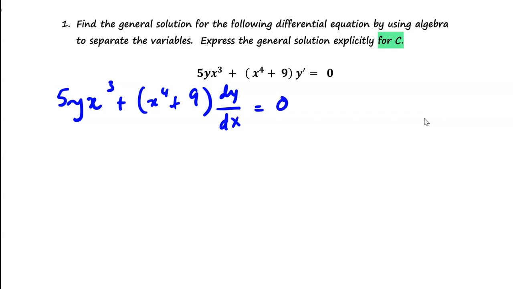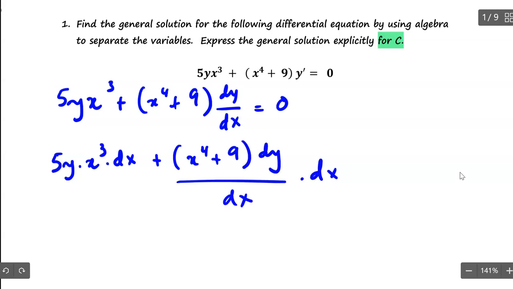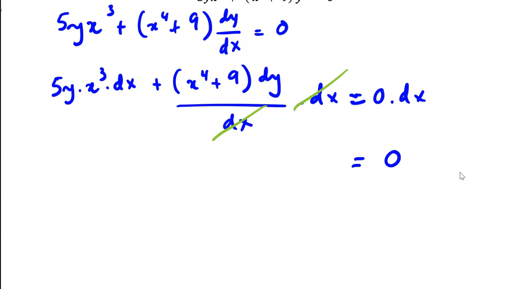So the very first step, you want to multiply each of these terms by dx. Okay, so this is dx, so I multiply by dx. Now you see that this is actually cancelled out, and this side is equal to 0. So the very next step is to get rid of the y, because now you have dx, so you want all of this involving x. That's why you don't want the y.